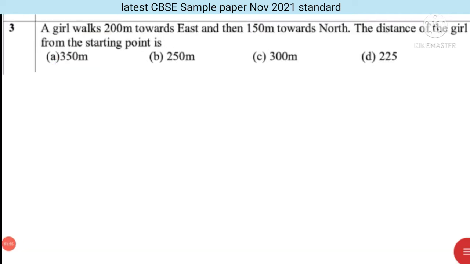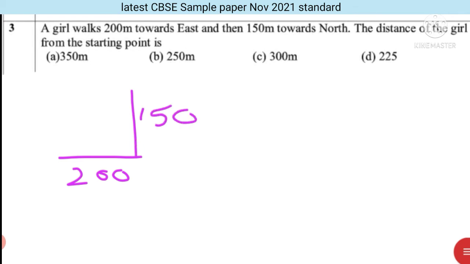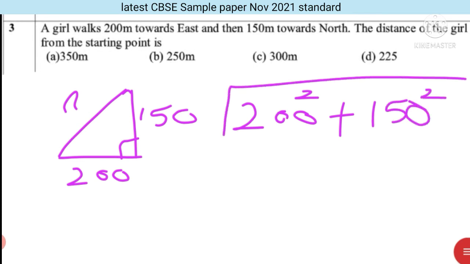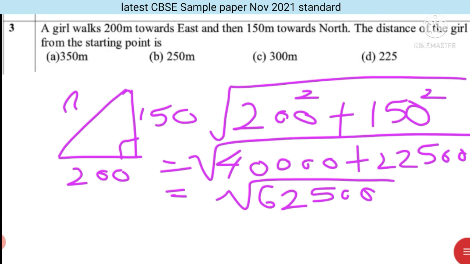Question number 3 says a girl walks 200 meter towards east and then 150 meter towards north. So 150 from here. So the distance of the girl from the starting point, this is the distance we need to find out. So straight away we are going to apply Pythagoras theorem. This distance will be the square root of 200 square plus 150 square. So this is what you are going to solve and your answer comes out to be 250 meters. So clearly B is the right option.